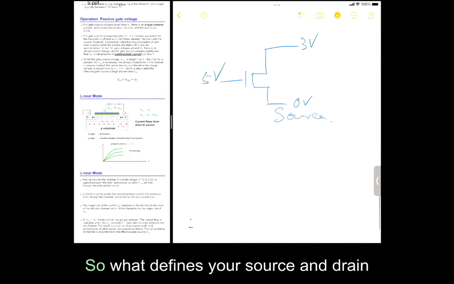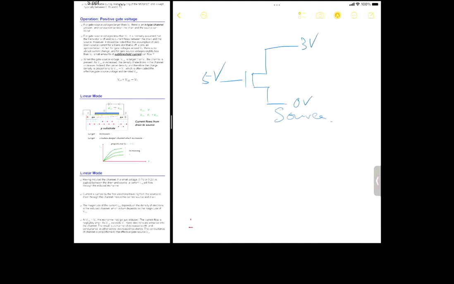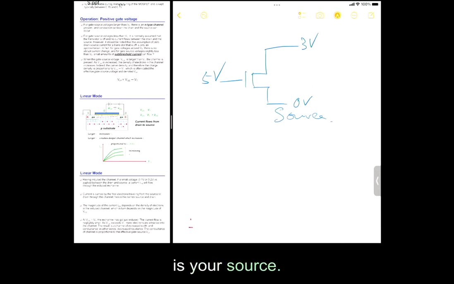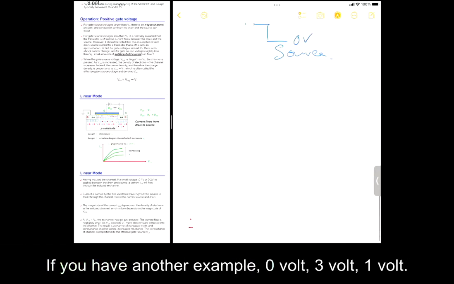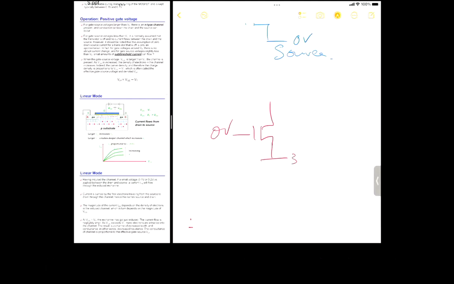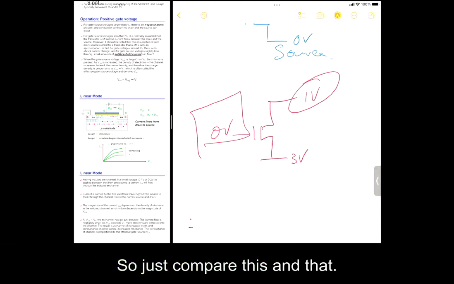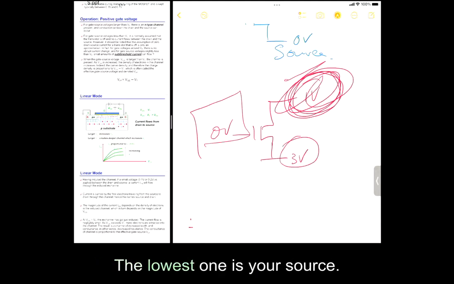So, what defines your source and drain is that the lowest potential, the lowest voltage of the two nodes, is your source. Give you another example: 0 volt, 3 volt, 1 volt. Which one is the source? Lowest voltage, 1 volt. Why is that not 0? That's your gate. So don't think the lowest all the way. Just compare this and that. The lowest one is your source. All good? Any questions?